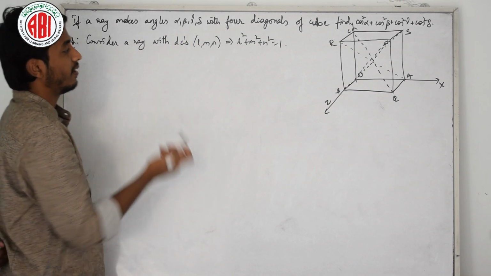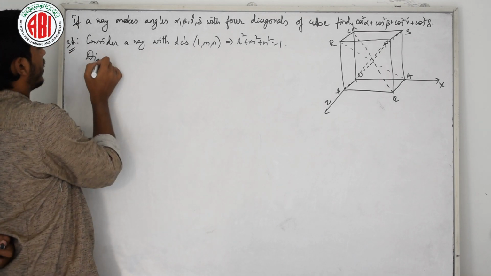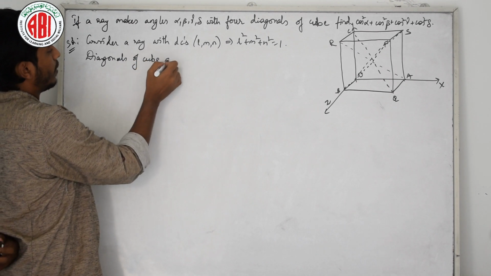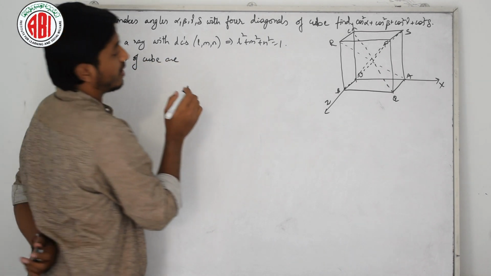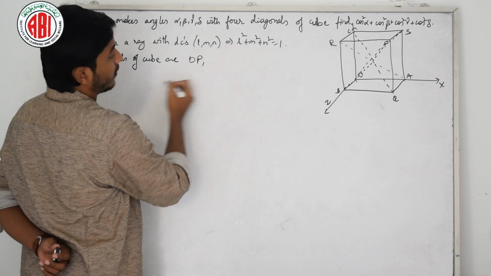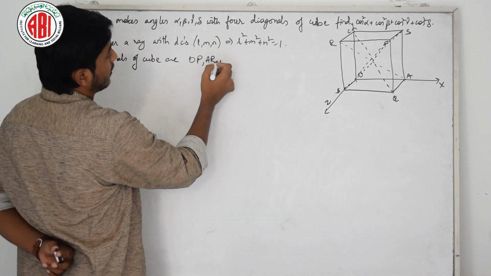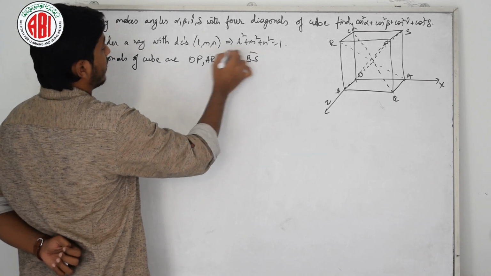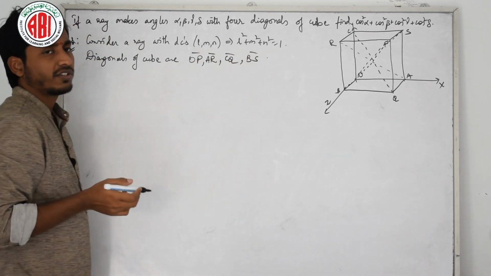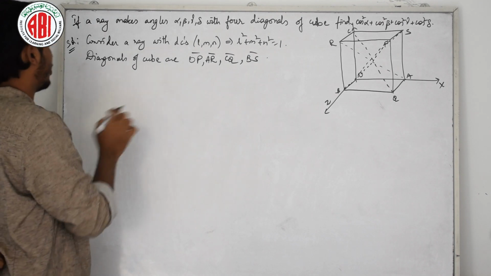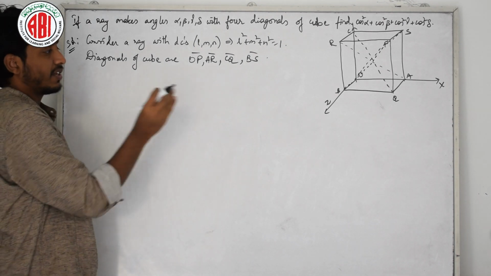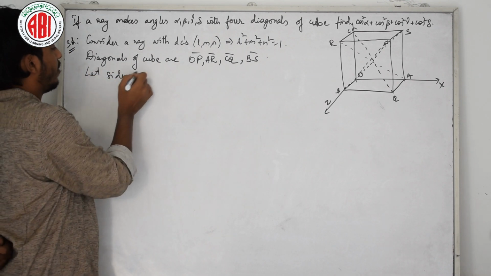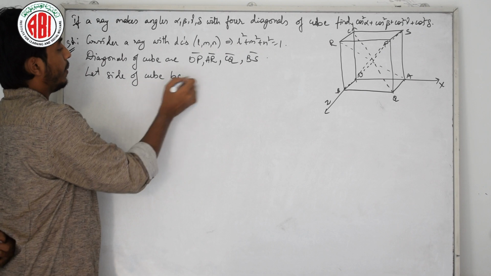What are the diagonals here? Diagonals of the cube are, what are the diagonals? Once check and tell me. OP, then AR, the next CQ and the next BS. Then what are the points of O? O is nothing but, let us assume it to be the origin. Before that, let us assume the side of the cube be A. Let the side of the cube be A.